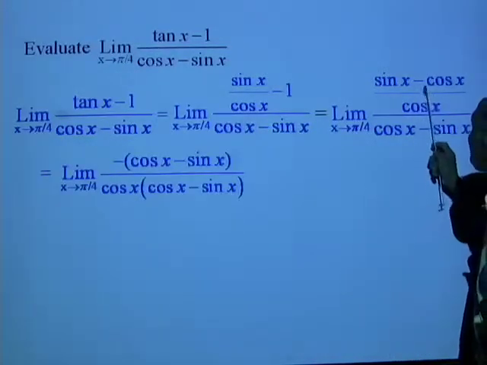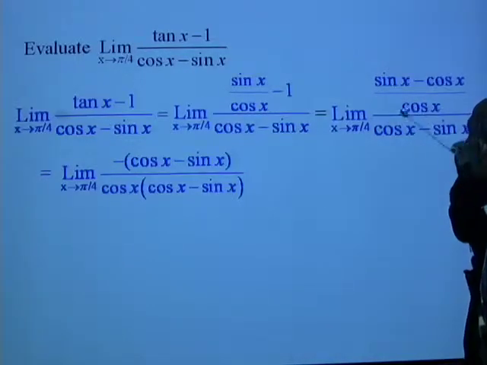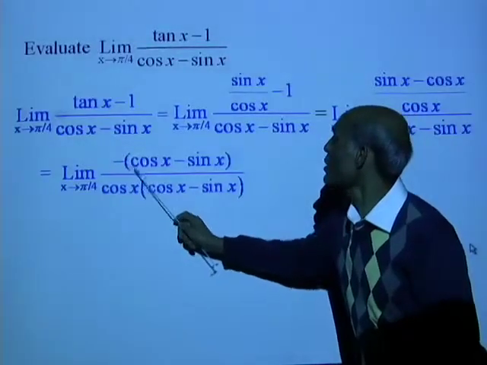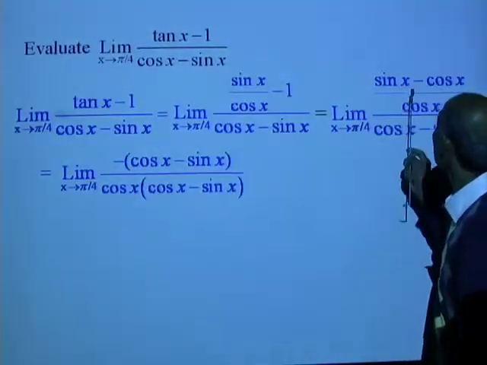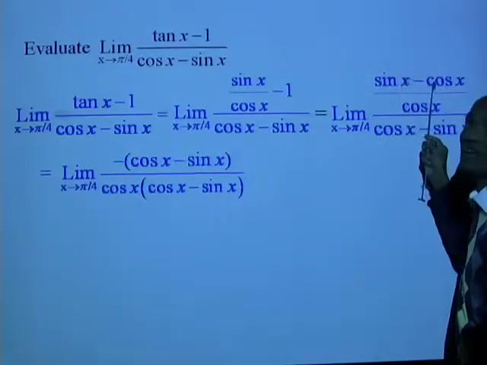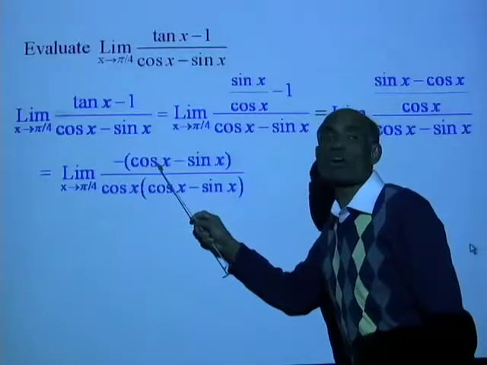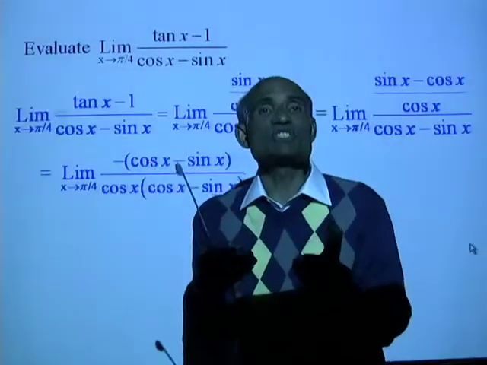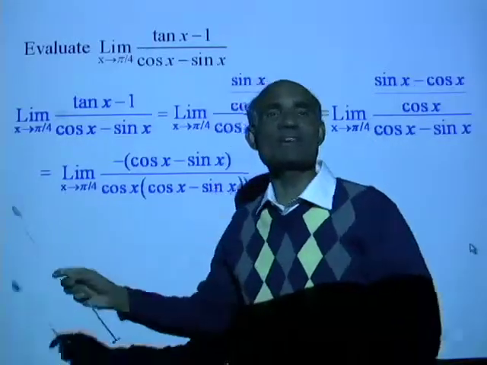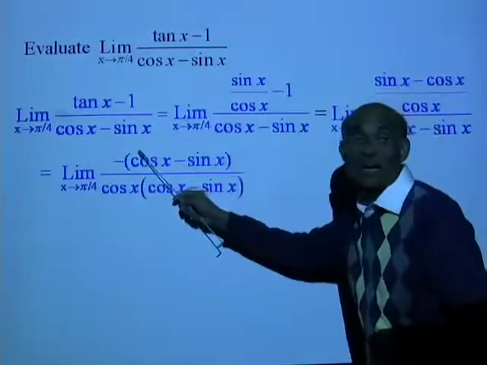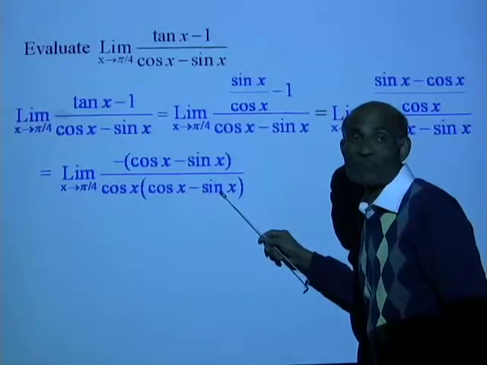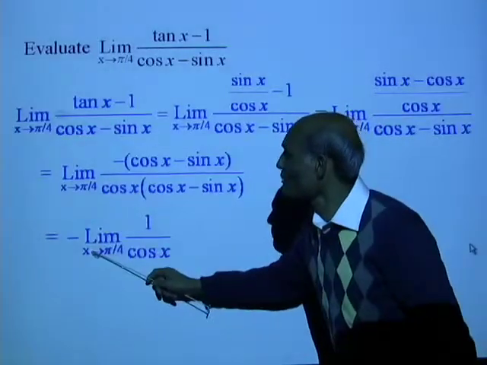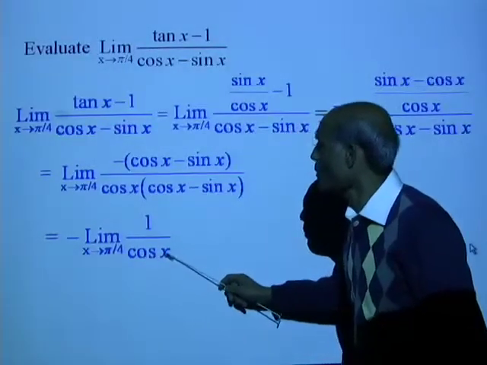And you can actually write it like this. This cos x actually belongs to the denominator. That will be negative of cos x minus sin x. You see, sin x minus cos x is the same as negative of cos x minus sin x. Did you understand that? A minus B is negative of B minus A. That's what I have used there. Why did I do that? So that I can cancel these. So now these two go, you get limit x approaches pi by 4 of 1 over cos x.